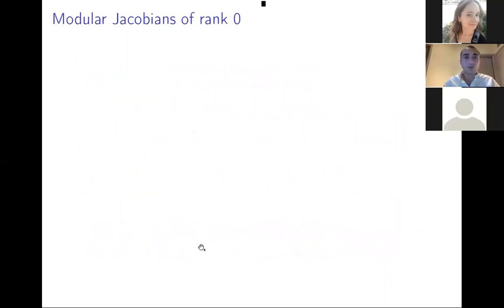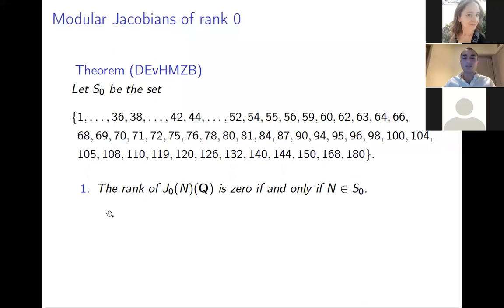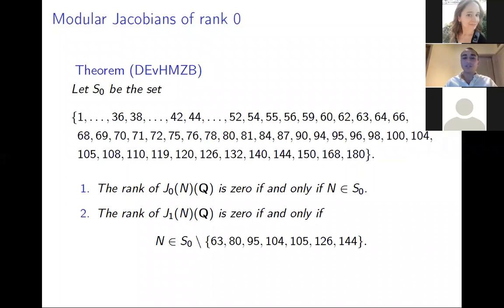So we were going through, and we had a large list of these modular Jacobians whose points we wanted to classify. And at some point, I think David was the one who got this crazy idea and said, let's just classify all of the Jacobians of these modular curves with rank 0. So here we go. Let's let S_0 be the following set. So the rank of J_0(n)(Q) is 0 if and only if n is in this S_0. And the rank of J_1(n)(Q) is 0 if and only if n is in S_0 without these points in here. So if you've ever been looking at a Jacobian of a modular curve and wondered whether it has rank 0, here you go. Here's a list of all of them. So this was nice.